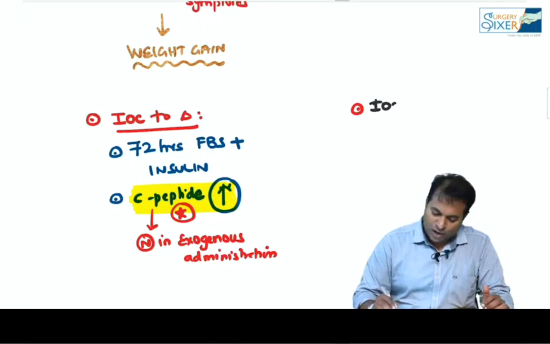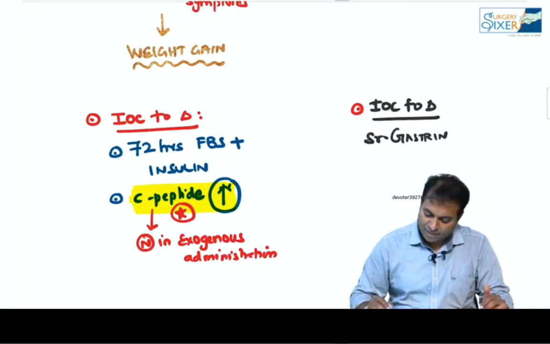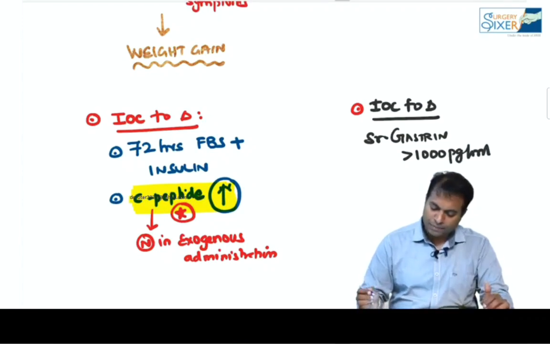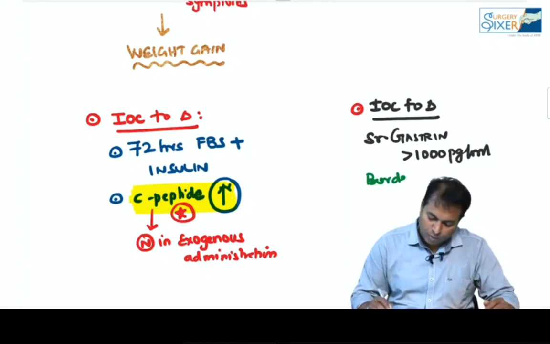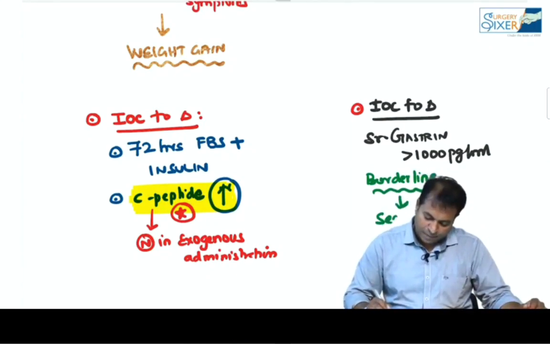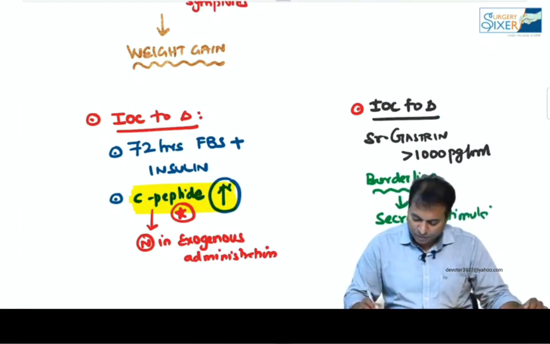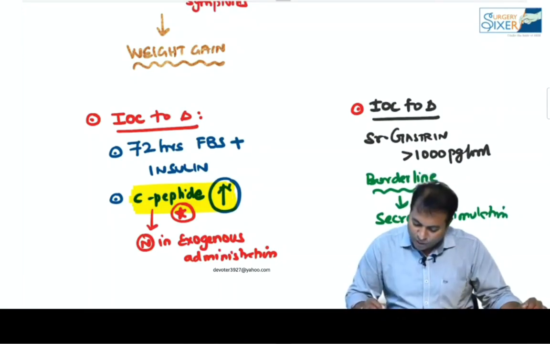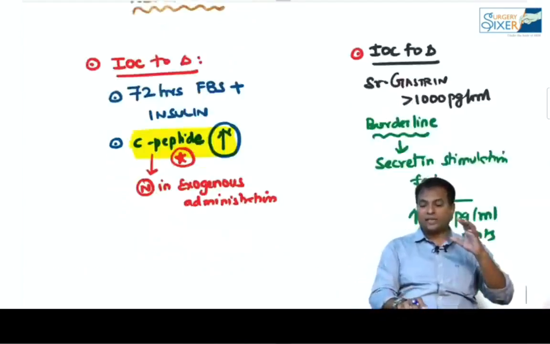The investigation of choice to diagnose gastrinoma is by measuring serum gastrin level. How much will it be? Serum gastrin will be more than 1000 picograms per ml. That is diagnostic. If it is borderline, if the value is not 1000 or above but is elevated, at that time we do one test. What is that test? Secretin stimulation test. When I do the secretin stimulation test, the value increases by 200 picograms per ml above the baseline within 15 minutes.